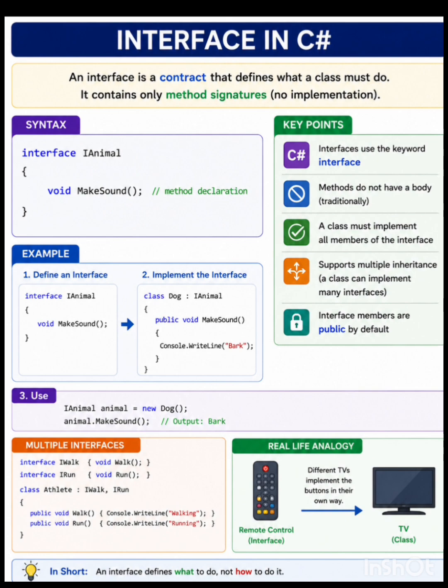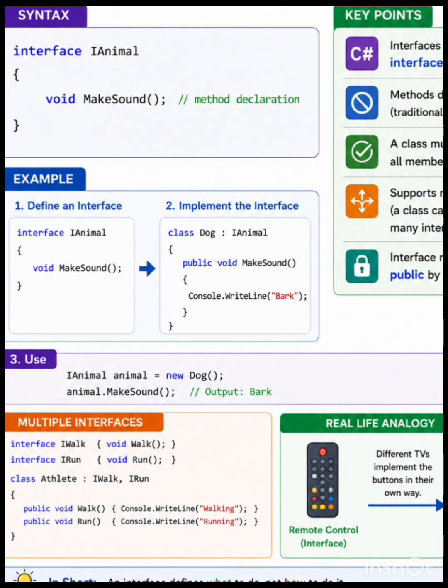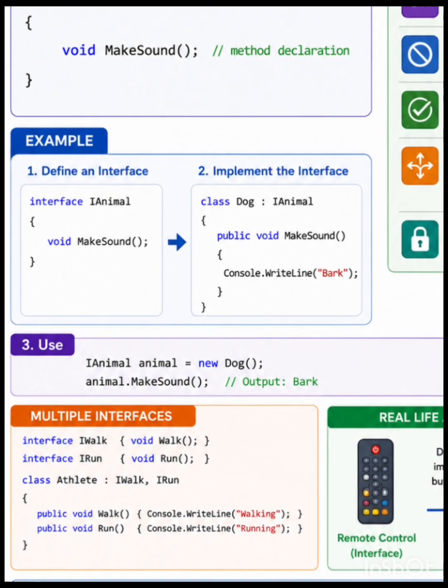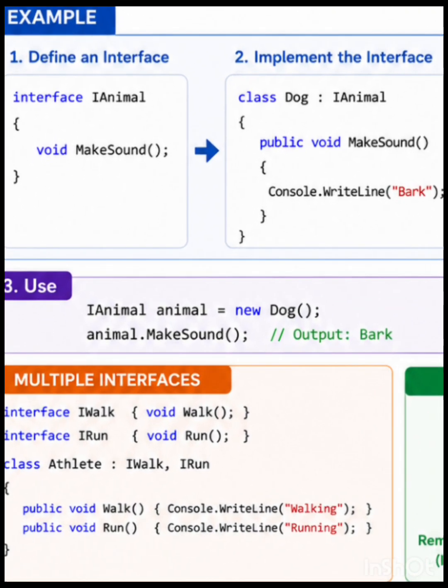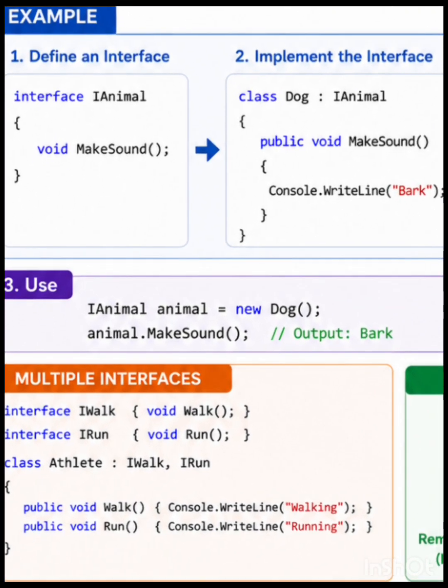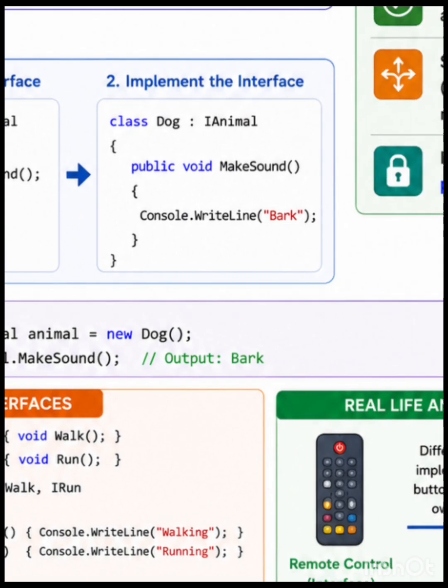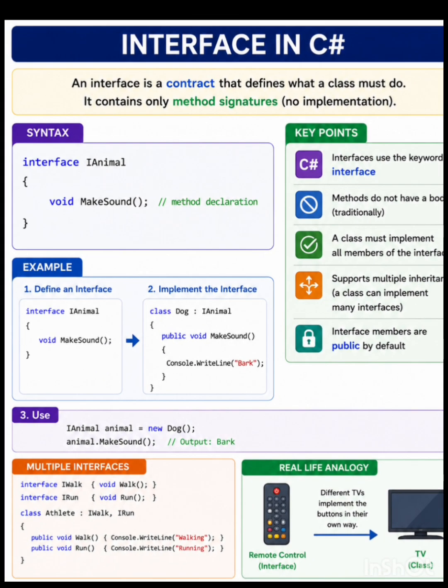These are the key points about interfaces. And here for multiple interfaces, you can see IWalk is an interface with a Walk method, and IRun is an interface with a Run method. Here the Athlete class is implementing both the interfaces' methods. This is what it means. Hope you understood what an interface is.